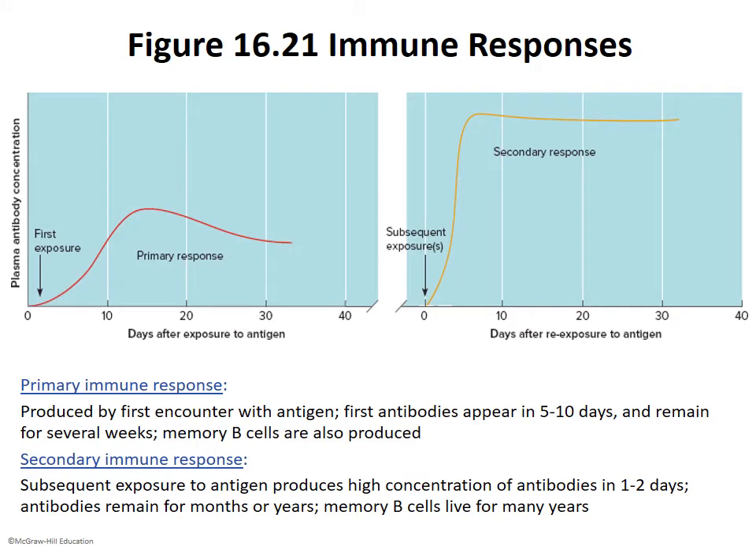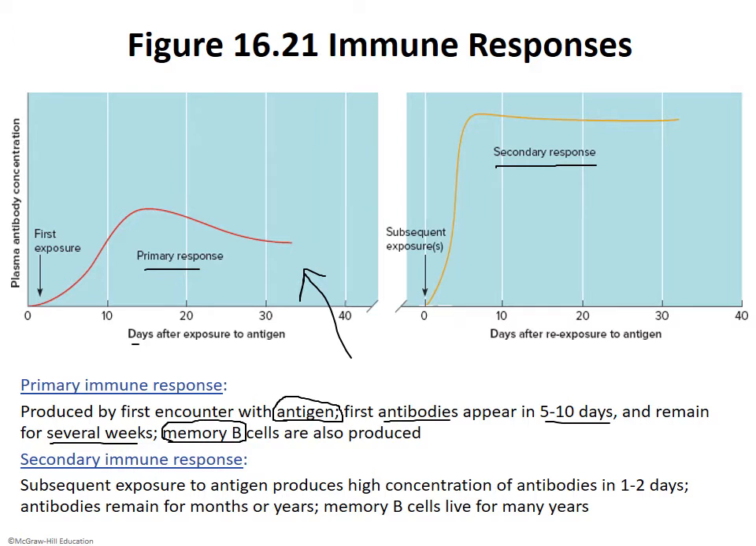See, in our immune response, we're going to have a primary, and then all others are called secondary. The primary only happens one time, and it is when we first encounter a pathogen. Once that antigen gets into our body for the first time, the body is going to take it and analyze it and start figuring out how to kill this pathogen. Antibodies will appear in about a week. They'll remain for several weeks, and lots of memory B cells are produced.